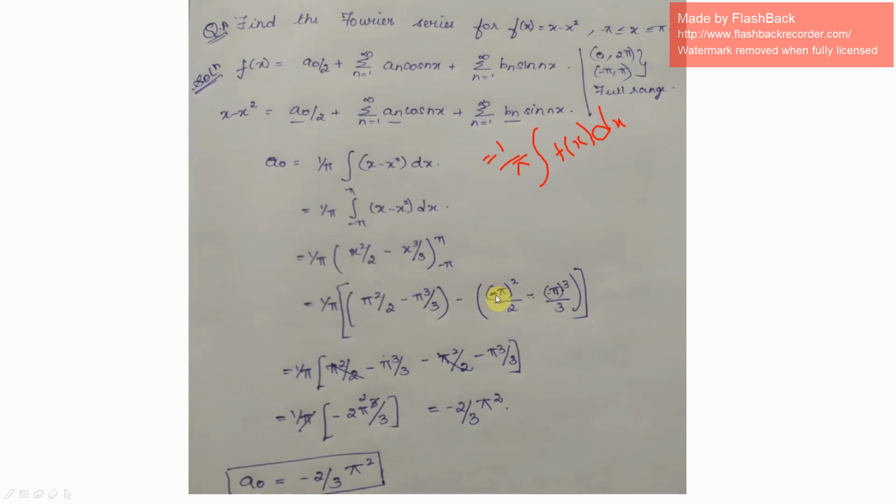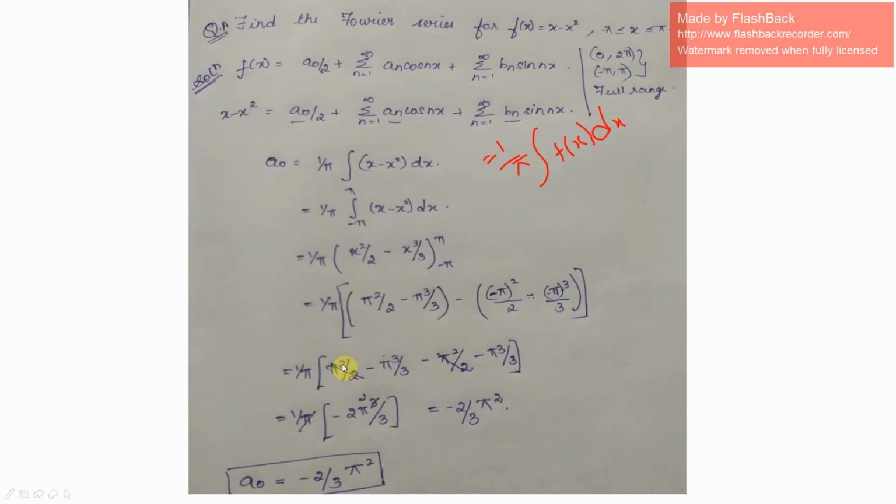Okay, now we know that minus pi the whole square is minus pi into minus pi, so it will be plus pi squared. Plus into minus will become minus, so it will be minus pi square by 2. And here you have minus pi the whole cube, that is, minus pi cube. Minus pi cube into minus will become plus pi cube, and into minus will become minus pi cube by 3. So now we get something like this.